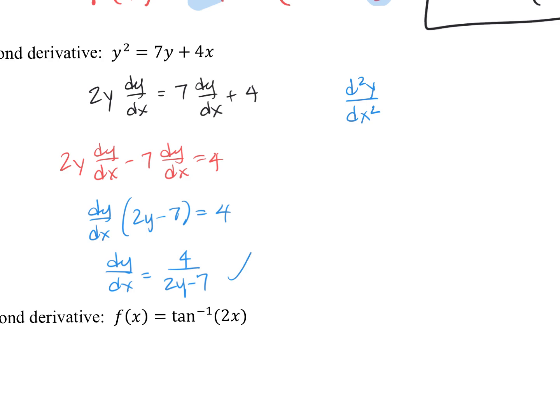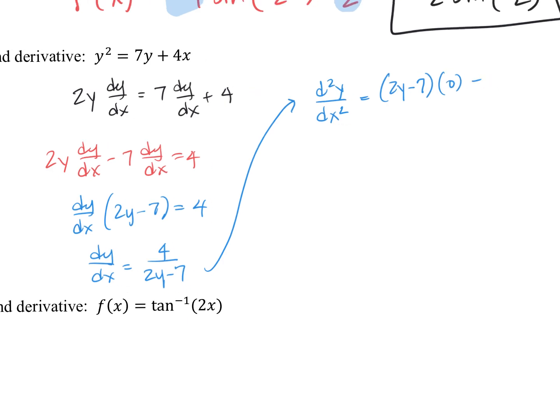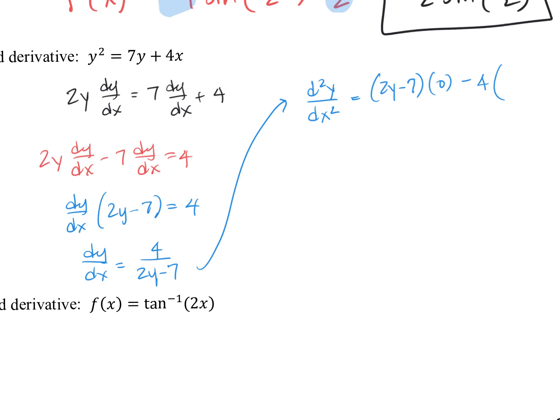So I'm going right here. Second derivative. If you just wrote y double prime, that's fine too. What rule do we need to do here? Quotient rule. Let's go do it. What's my low? 2y minus 7. D high: 0. Low D high minus high, and then be careful on that D low.